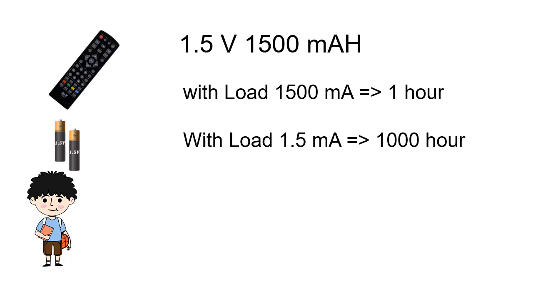Example, a 1.5 volt, 1500 mAh battery, that is the capacity. If we use it with a load of 1500 mA, it will run out in about 1 hour. If you use it with a load of 1.5 mA, you can use it for 1000 hours.